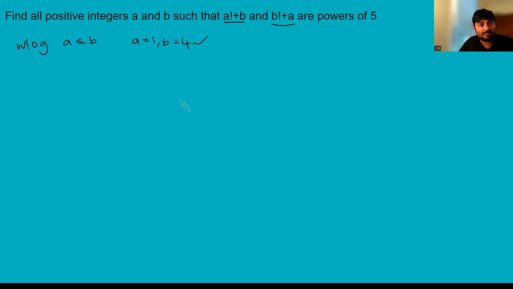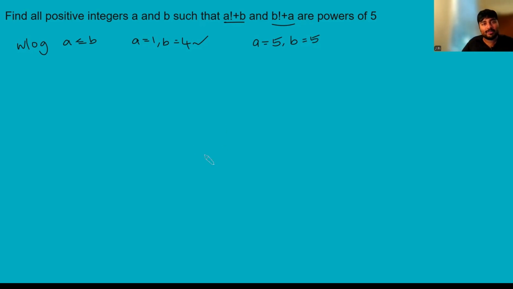What about any others? We can think about this and play around with it, and eventually you'd find 5 and 5 work. So a equals 5, b equals 5. You'll get 5 factorial plus 5 in both cases, which is 120 plus 5, 125, which is 5 to the power of 3. Cool. Then you can play about with it some more, and you realize that the factorials get really, really big. So 6 factorial is 720, 7 factorial is 5040, and I don't really know my powers of 5 going into the 10,000s. So how can we deal with this for large values of a and b?